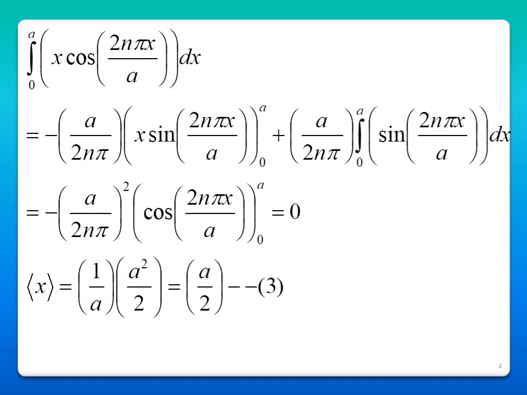So if you substitute the limit, the first term will be 0, and the second term, once again if you integrate, it is a by 2n pi the whole square cos 2n pi x by a, substitute the limit 0 to a. If you substitute the limit, this will be 0. So the expectation value of x is a by 2.